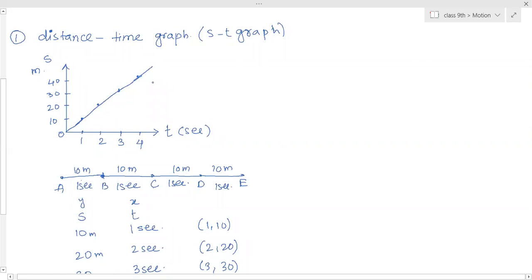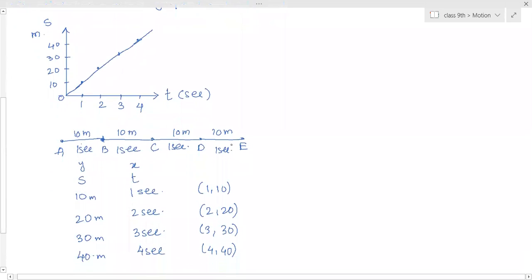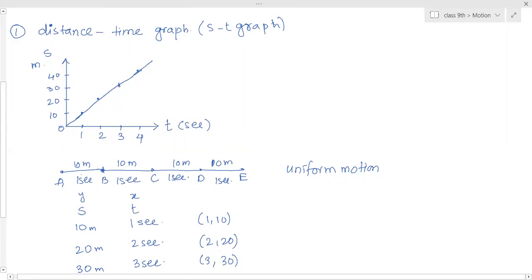With a scale, we have to join it. This way, we will get the graph, the distance-time graph. And we have seen here, which type of motion is this? Uniform motion, that is, in every interval of time, the distance covered is the same. So for uniform motion, you will get a graph that is a straight line passing through the origin.